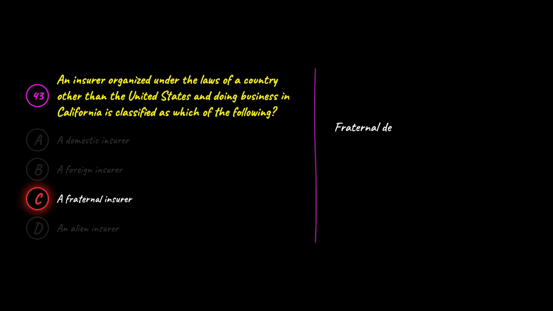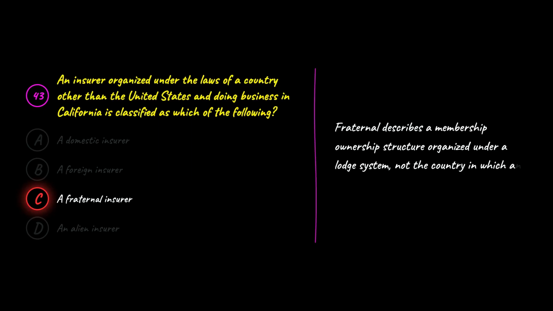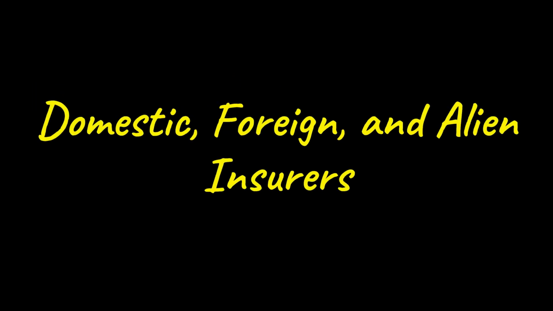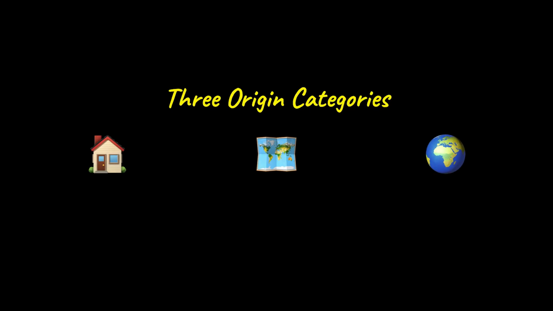C is wrong because fraternal describes a membership ownership structure organized under a lodge system, not the country in which an insurer is organized. Insurers are classified by where they were organized, and that single question sorts every company into one of three categories. A domestic insurer is chartered in the state itself. A foreign insurer is chartered in another US state. An alien insurer is chartered in another country entirely. Together, these three cover every possibility.